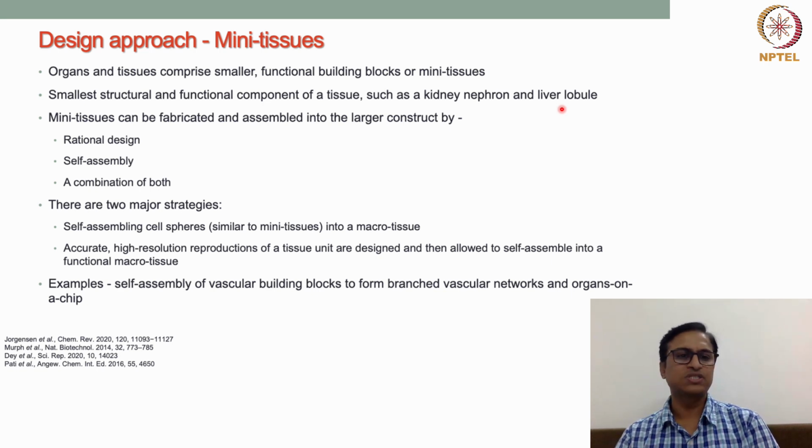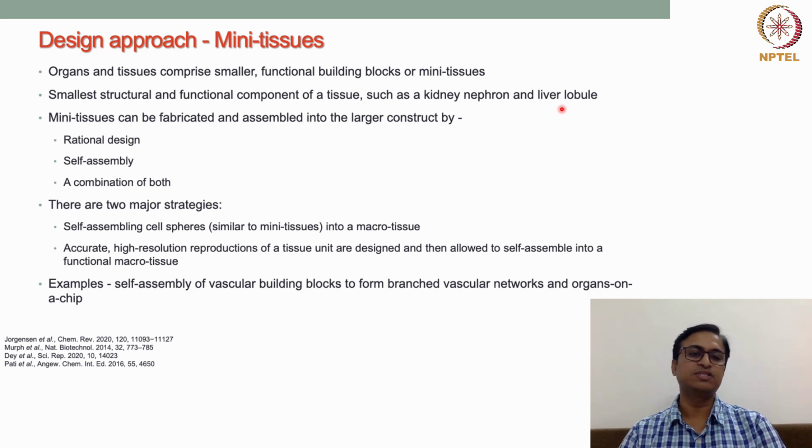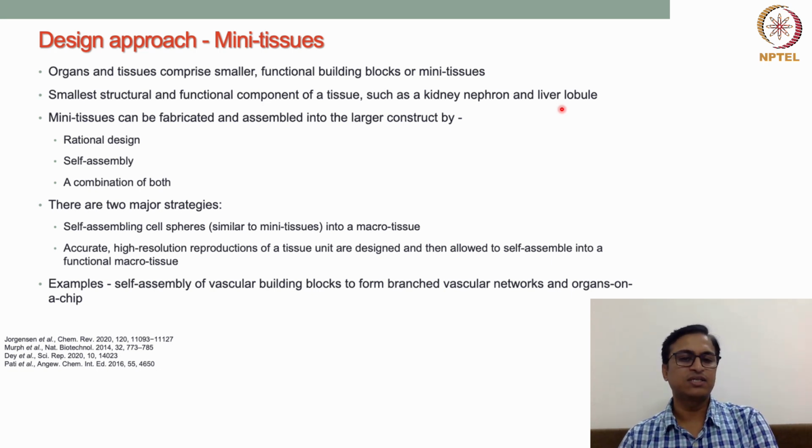So any of these strategies can be used to develop the thing, and both are very powerful strategies, and various research groups use either one or another type of strategy for organ printing. Now, the examples of mini tissues: the concept of mini tissue can be used for bioprinting when we use self-assembly of the vascular building blocks to form a branched vascular network.